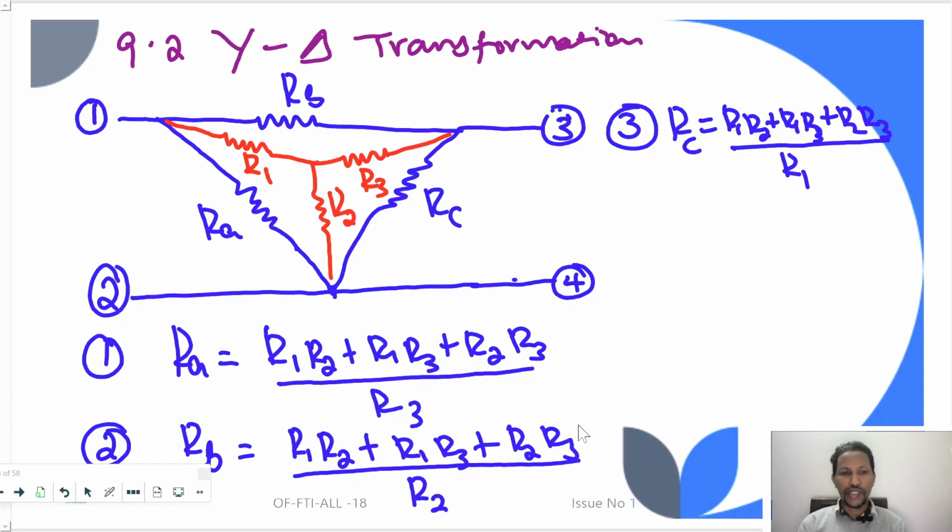So using this, we can determine the values of RA, RB, RC to obtain the values of the delta network resistors from the given Y network resistors. So that's very important when we are facing a network which is neither connected in series nor in parallel. So we need to apply either delta Y transformation or Y delta transformation.